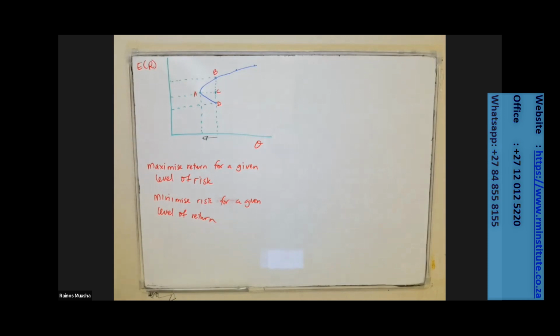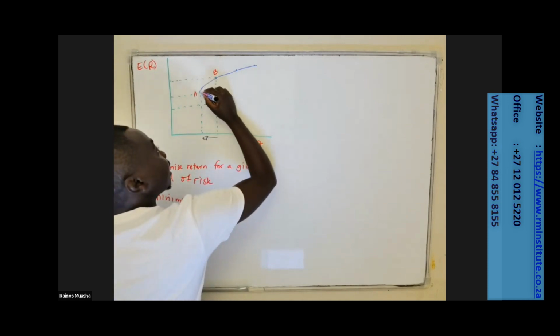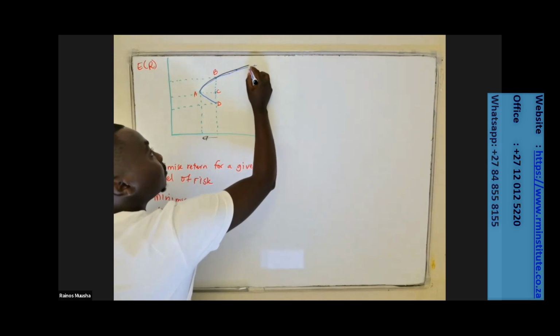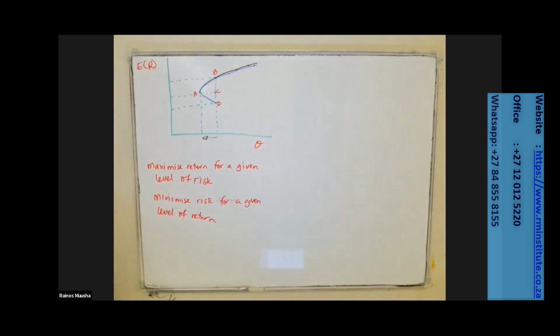So overall, if you're going to be plotting the efficient frontier, your efficient frontier would roughly be something along this line. Because we're basically saying that the efficient frontier is the list of portfolio combinations where you are able to maximize the return for a given level of risk or minimize the risk for a given level of return. So that's basically what they mean by efficient frontier.